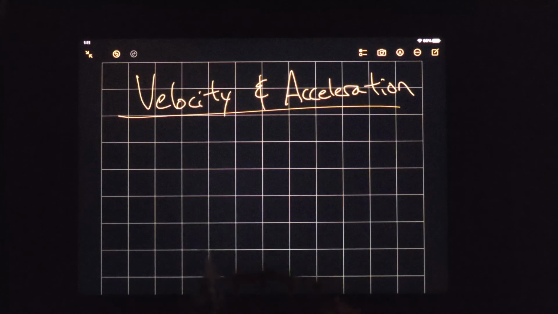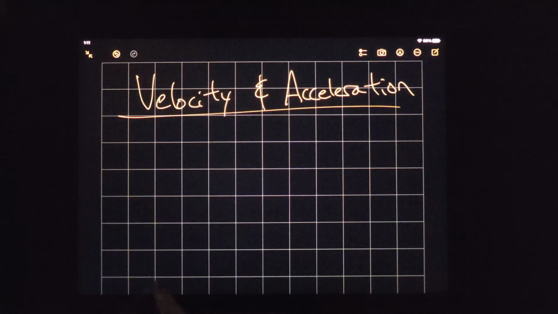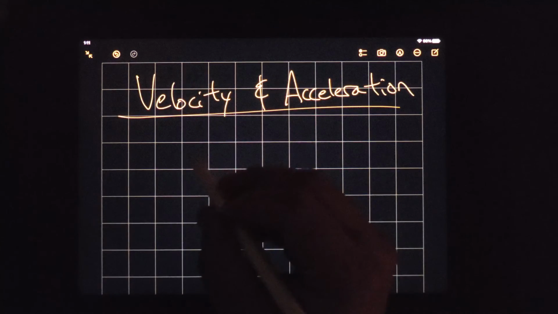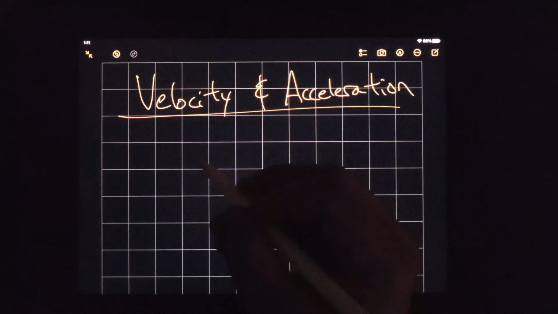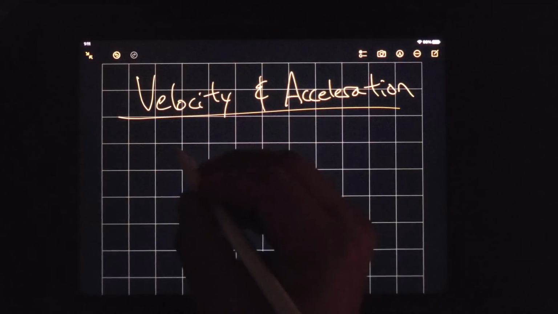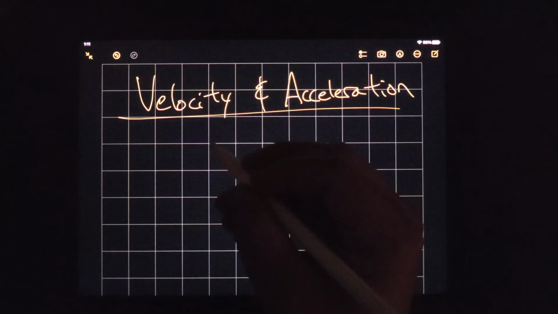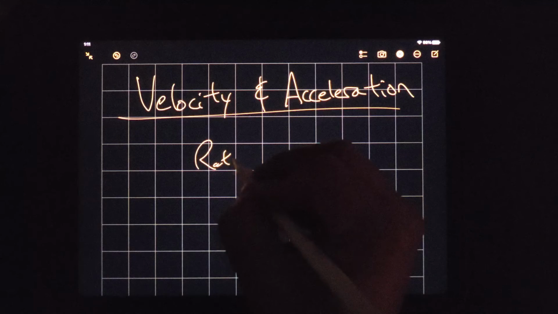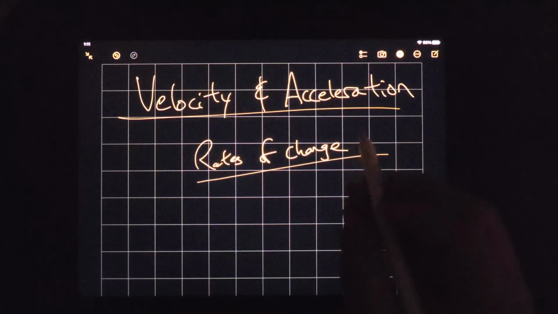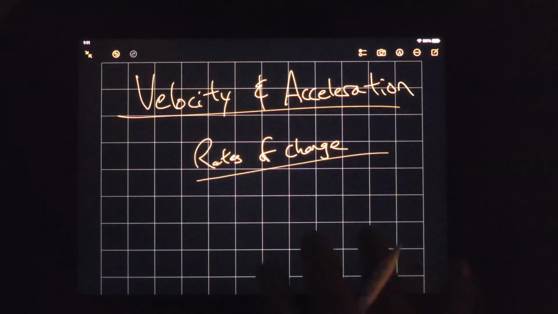Okay, so in this video we're going to be looking at velocity and acceleration. The reason why we're going to be looking at this right in the middle of our derivatives section is because derivatives are actually how we can calculate rates of change, and velocity and acceleration are indeed rates of change.